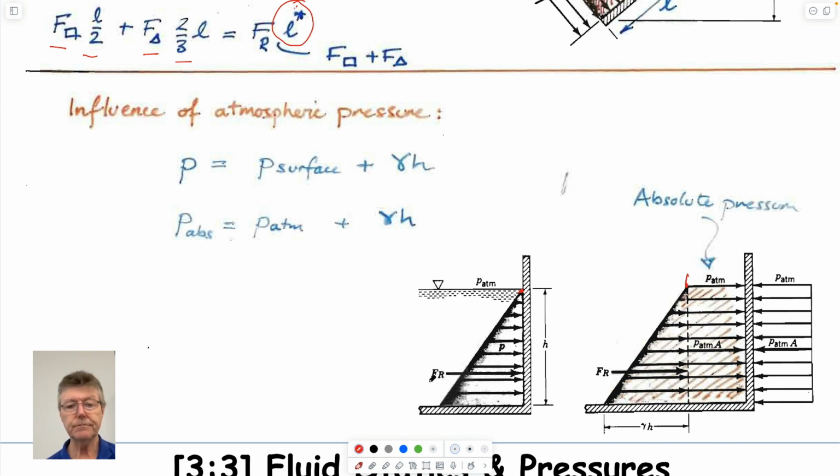And so this area here exactly cancels with this area here, and we're left with just this triangular distribution. If we're calculating the net force that acts on this gate, because atmospheric pressure acts against it, and we're assuming atmospheric pressure is 0 as gauge pressure, then we're just worrying about this triangular distribution of the liquid pressure that acts on the gate. Okay? That's it.